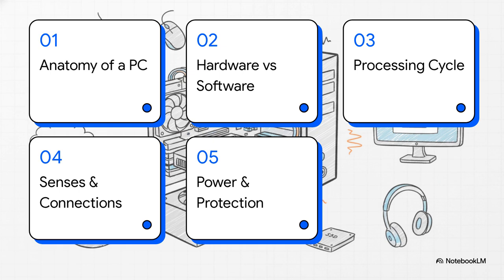1. Anatomy of a PC. 2. Hardware versus software. 3. The processing cycle. 4. Senses and connections. And 5. Power and protection. All right, let's get into it.